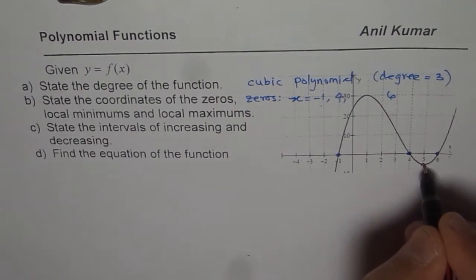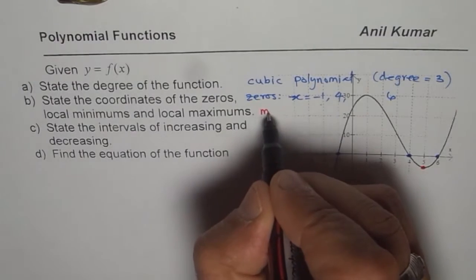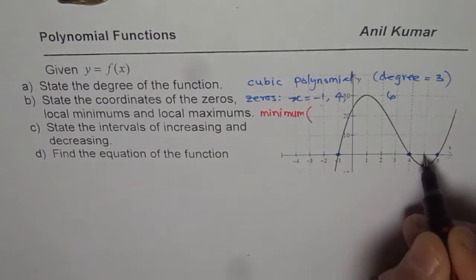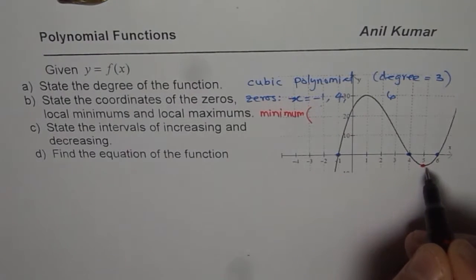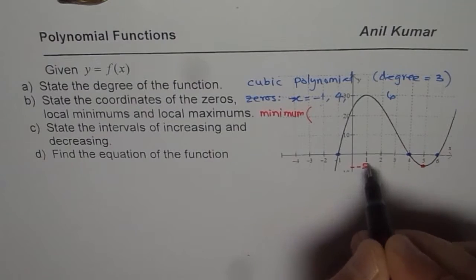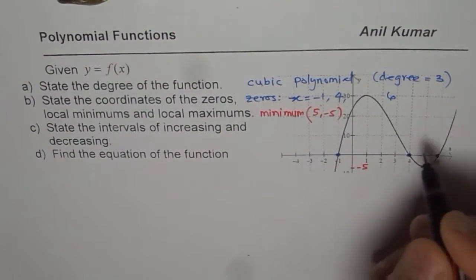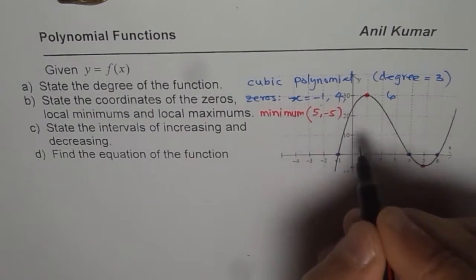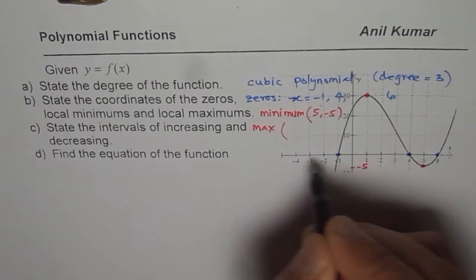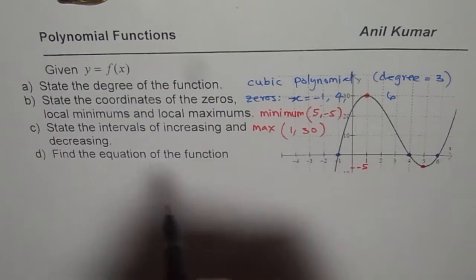Now, local maximums or minimums. So this is the minimum for us. The local minimum is at 5, and since the scale is 10, I will assume this to be -5, okay? So I'll write this as (5, -5). As far as the local maximum is concerned, the maximum is at 1 and the value is 30, so (1, 30).